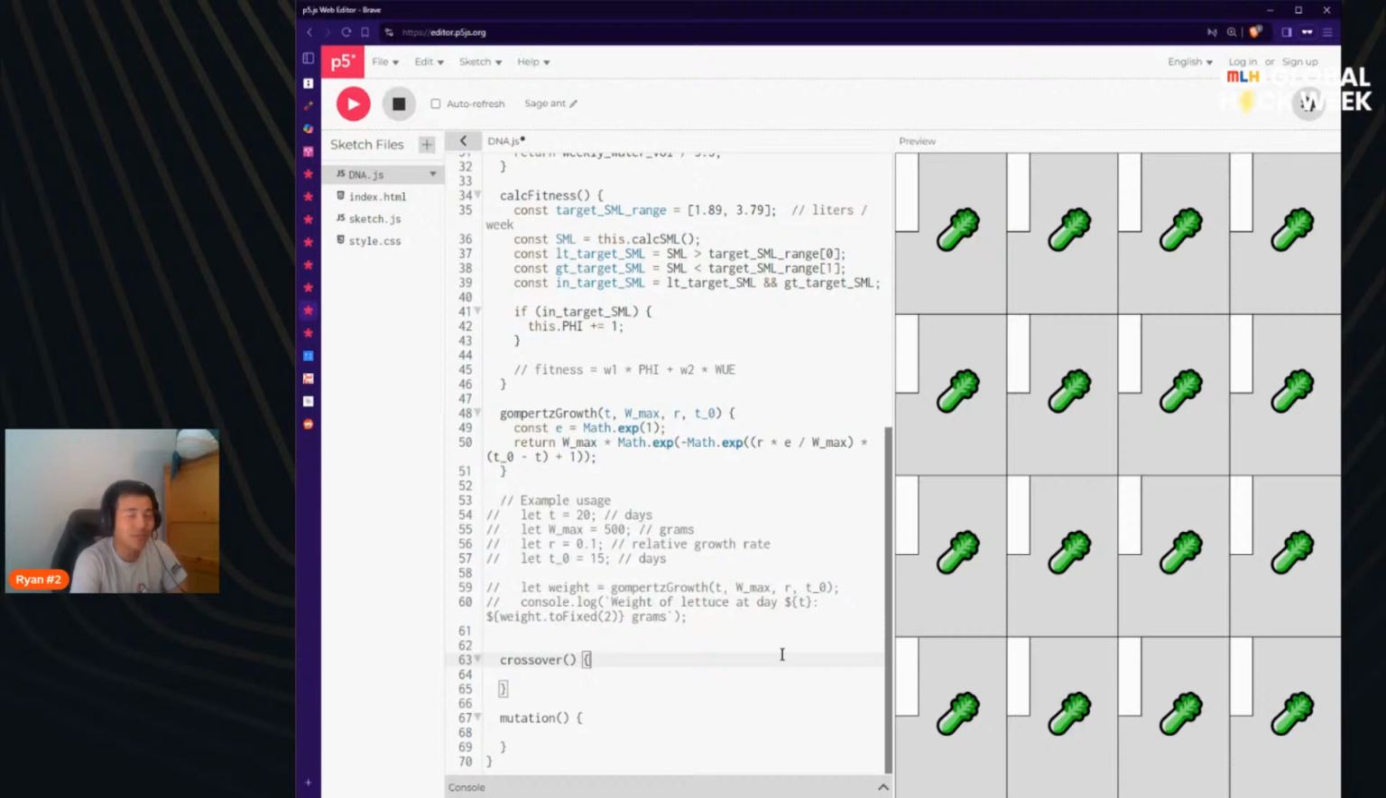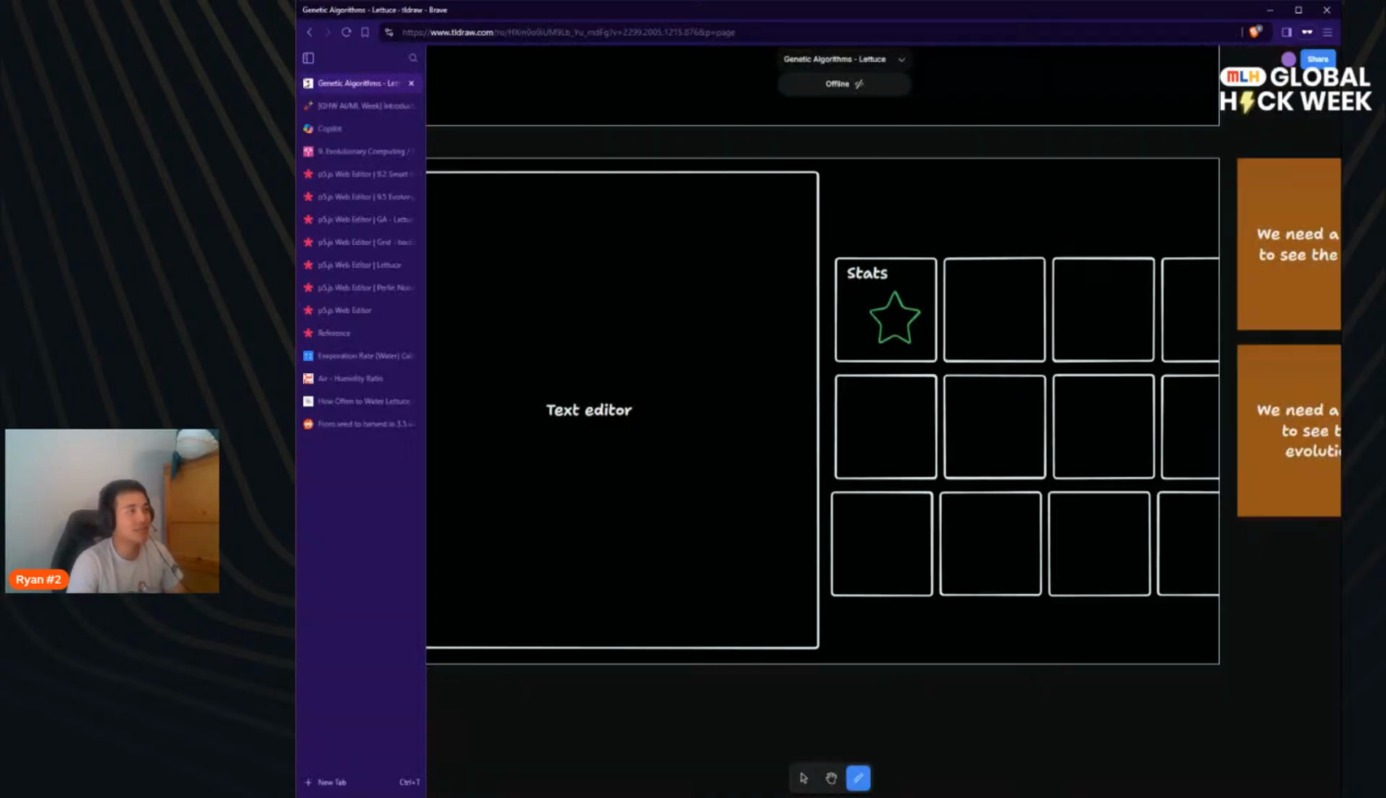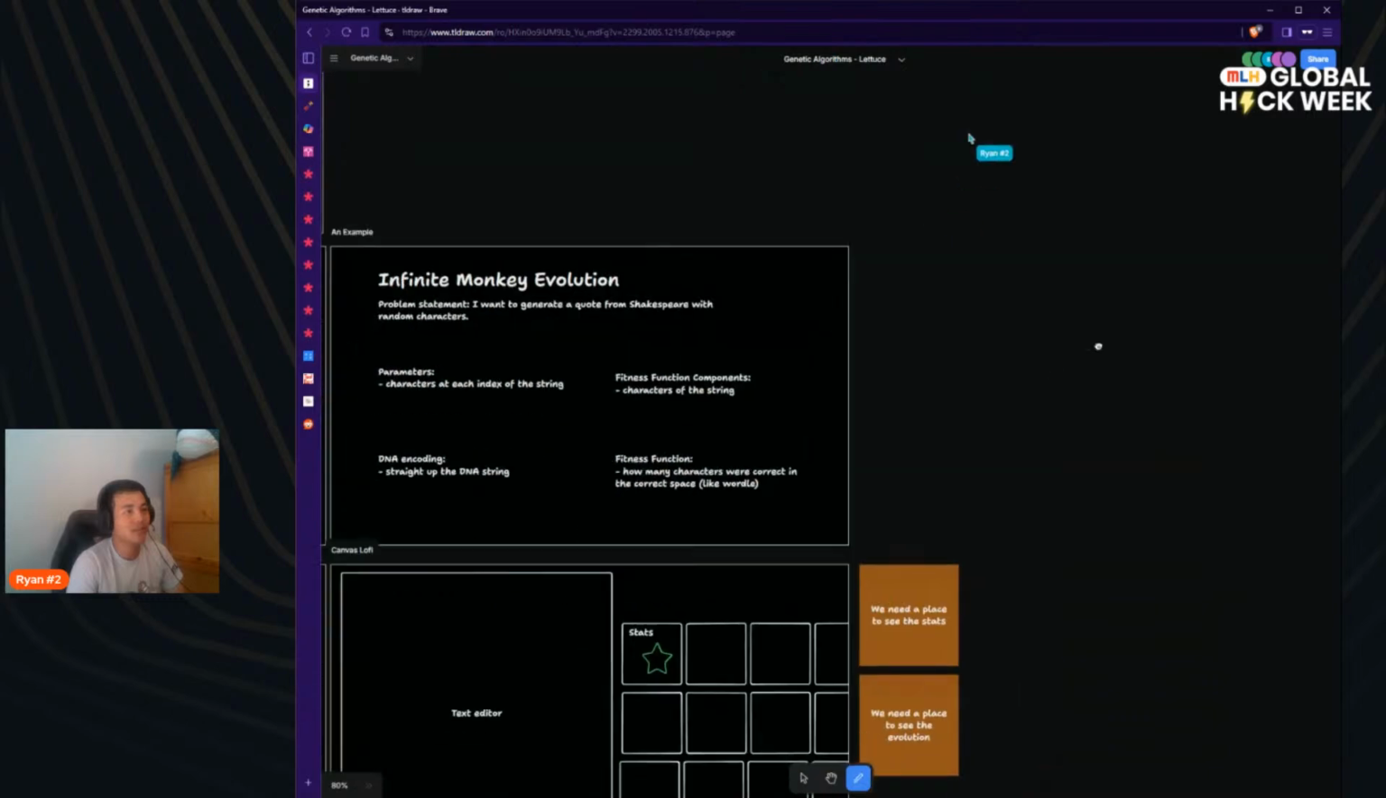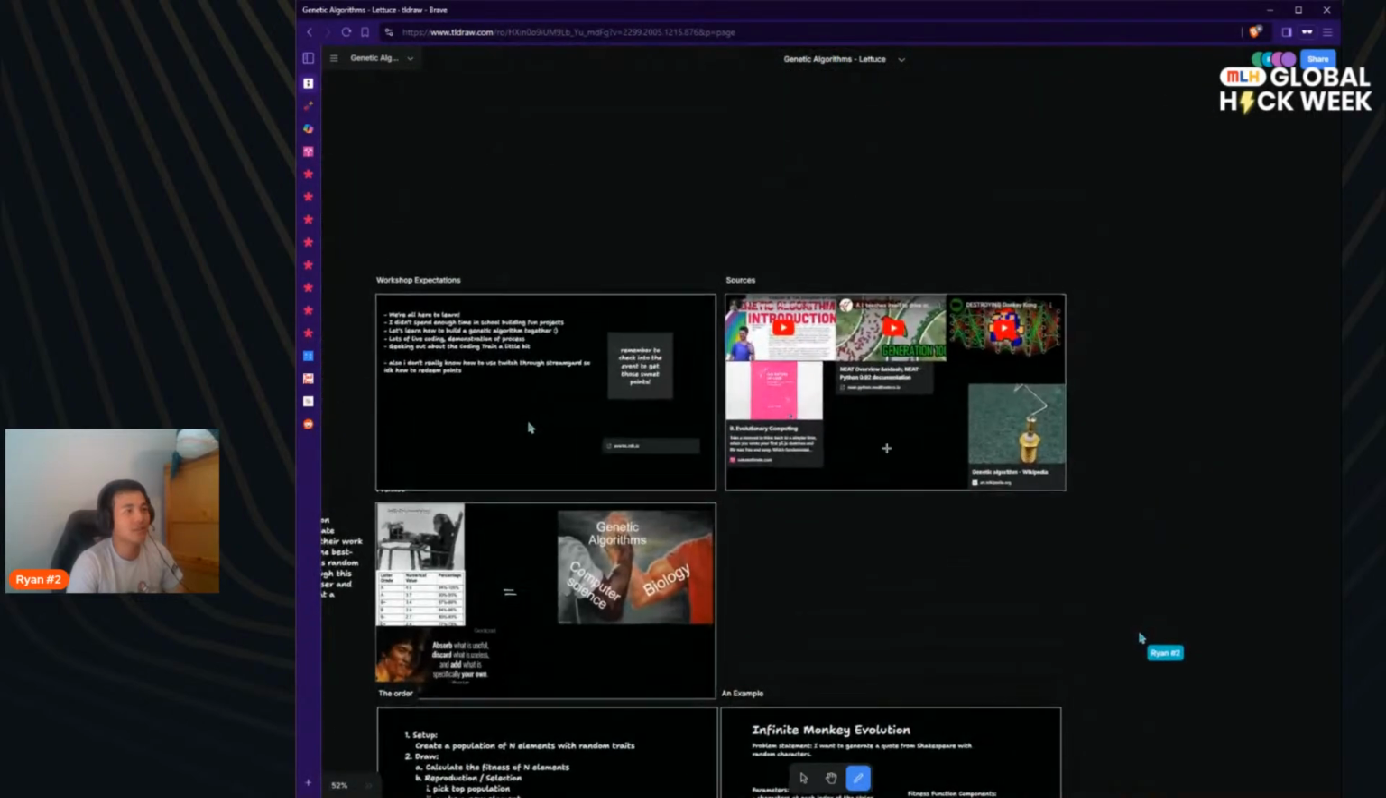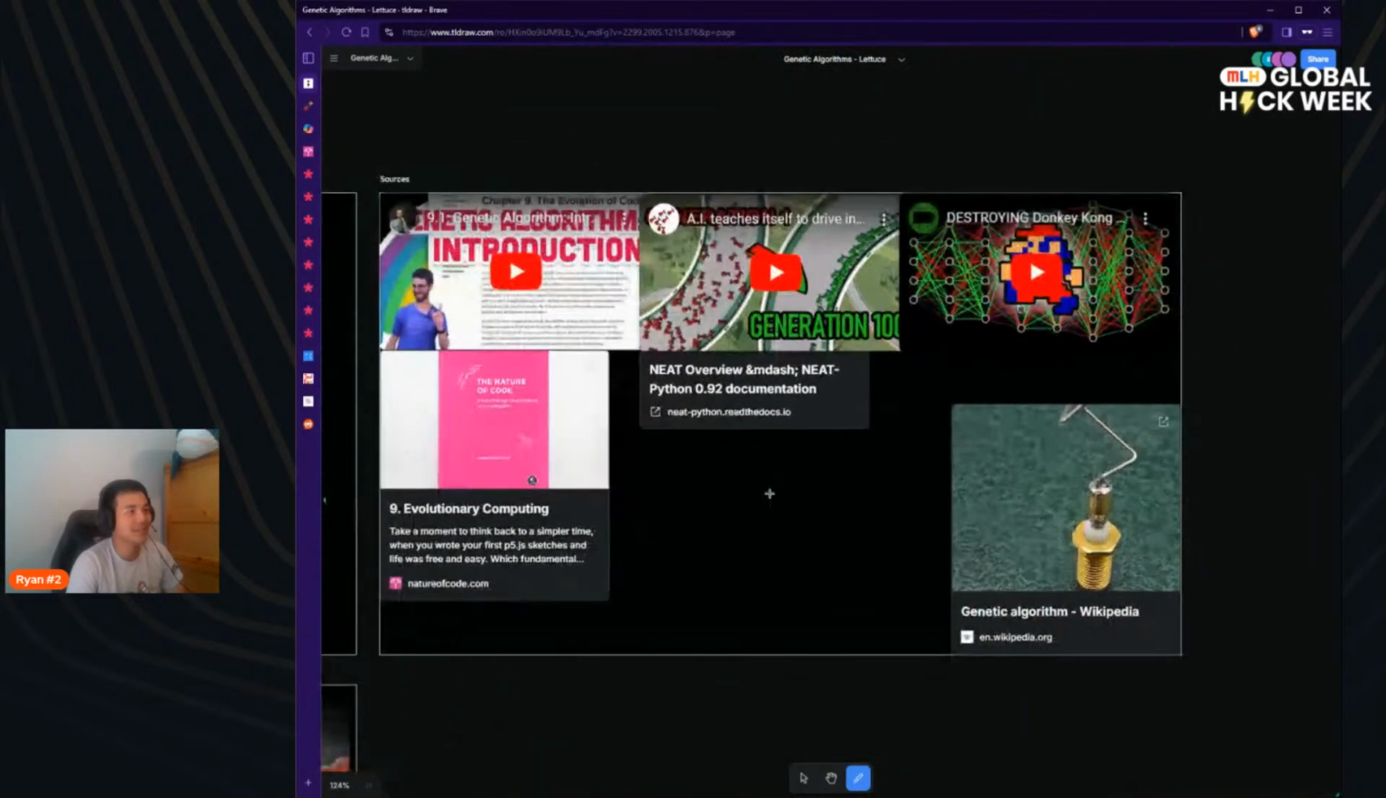And if you want to do more with genetic algorithms, I do definitely suggest that y'all check out the sources over here. Especially this one right here.